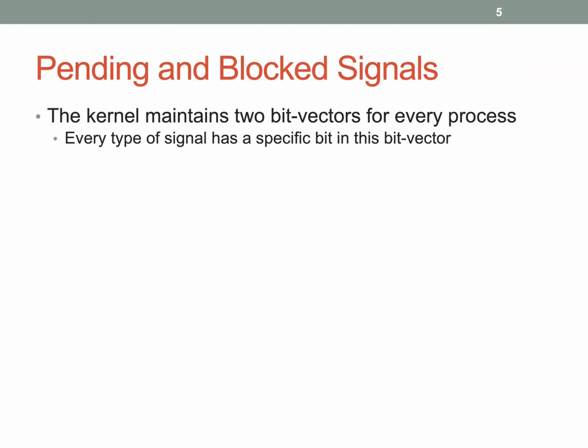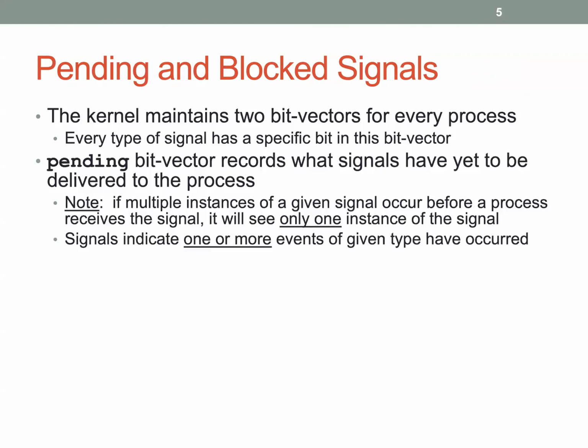Each vector has one bit for every kind of signal. So SIGALRM will have a bit, SIGINT will have a bit, SIGQUIT will have a bit. All of these things have a bit associated with them. And the pending bit vector is zeros, but when a signal is sent to a process, the pending bit for that signal is set to 1.